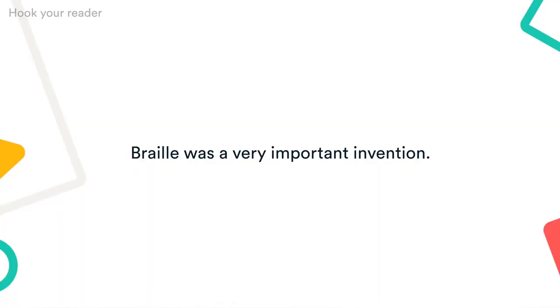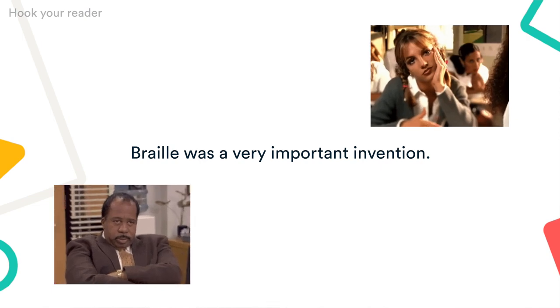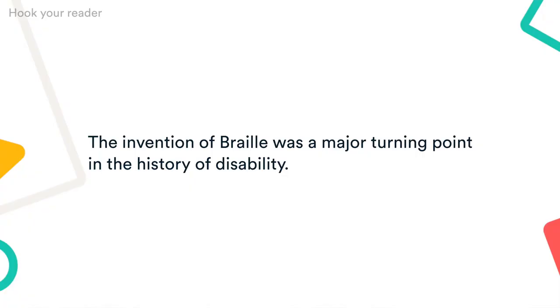So you're writing an essay about the history of the Braille writing system. We might want to start by saying something like, "Braille was a very important invention." Sure, that tells us what the essay is about, but it's a bit plain and boring. Let's try turning it into a hook. "The invention of Braille was a major turning point in the history of disability."